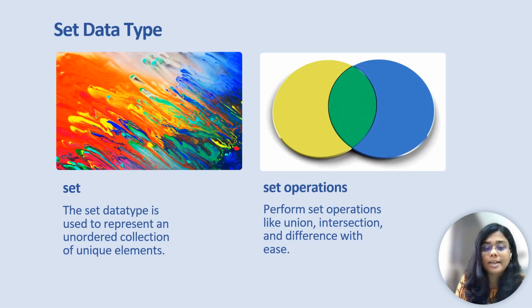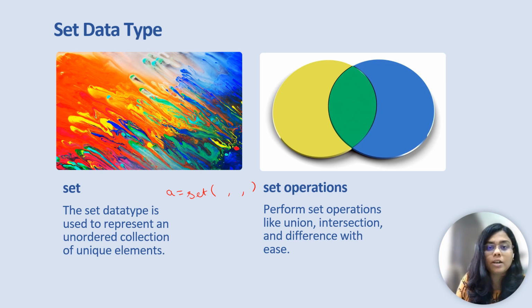Next is the set data type. A set data type is used to represent an unordered collection of unique elements. When we define a set, we do A equals set of, within the rounded braces, you can have any number of elements. Set is primarily used to perform operations such as union, intersection, and difference of a set of different kinds of elements.